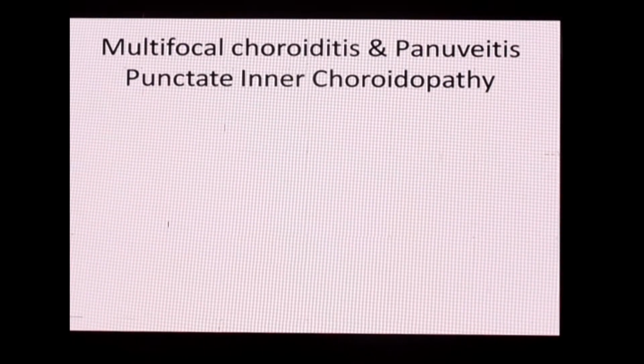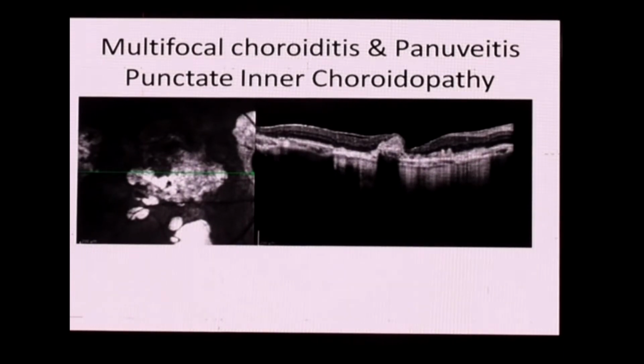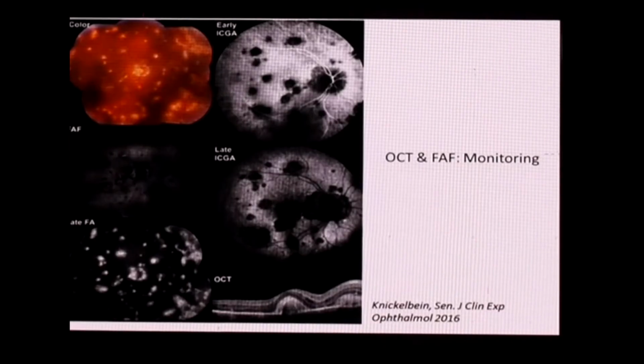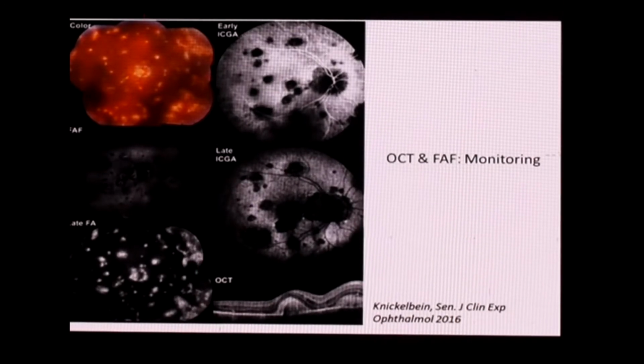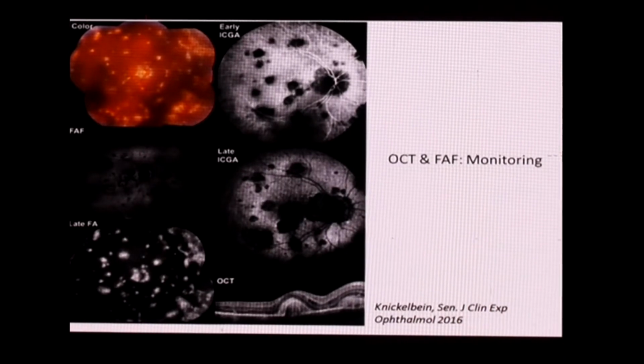Nearly 75 to 80% of these patients present with choroidal neovascular membranes, and this could be an important tool to monitor them. This is one of the pictures which I've borrowed from one of the journals, which shows the fundus autofluorescence pictures, the late fluorescein angiography, and the ICGA, and one can monitor the CNVMs as well.